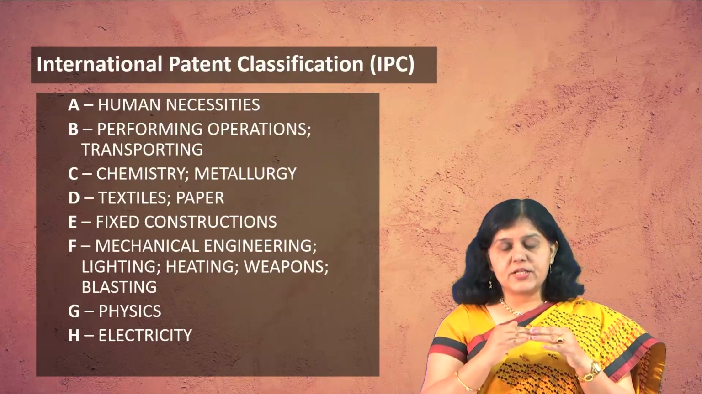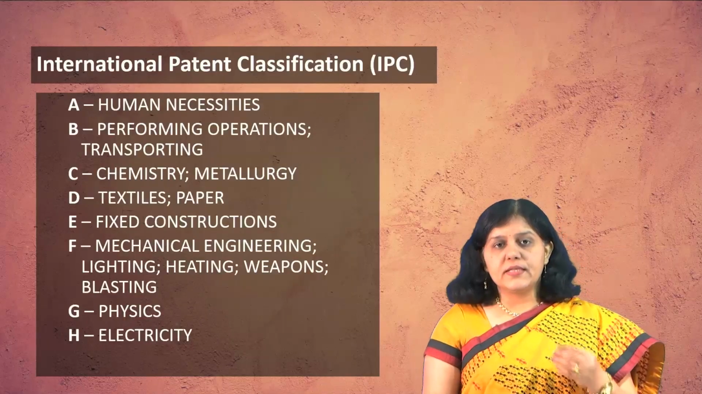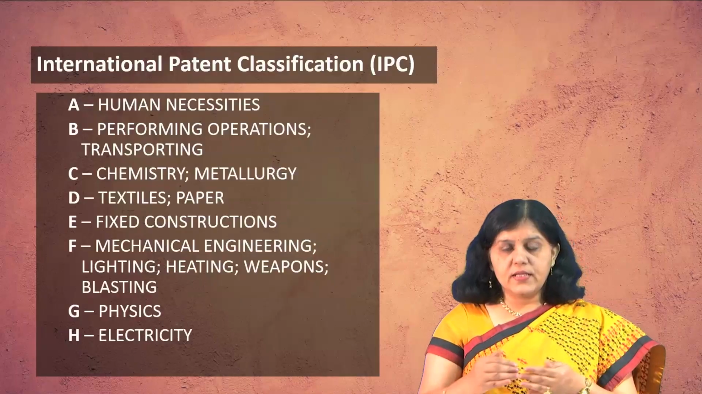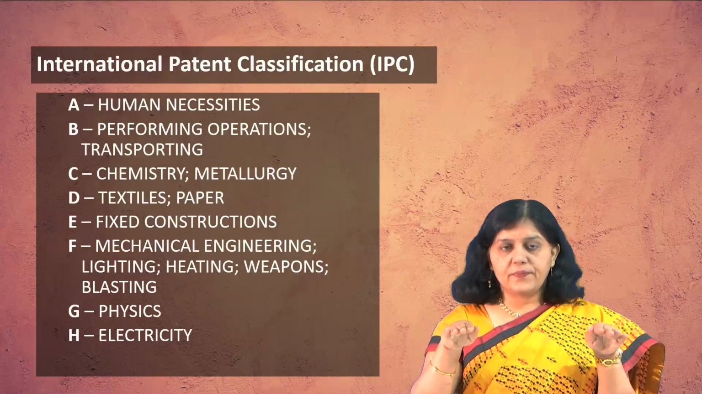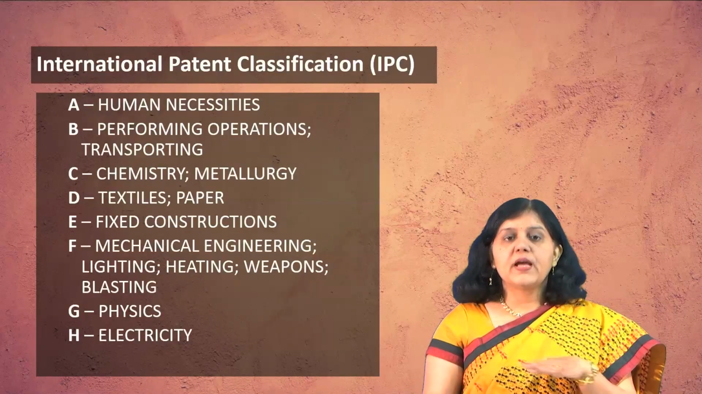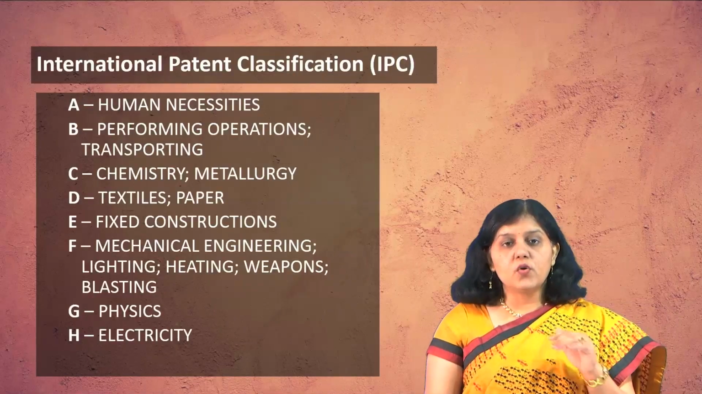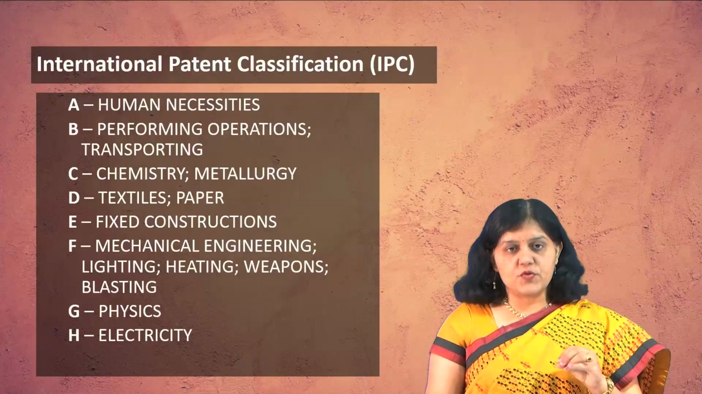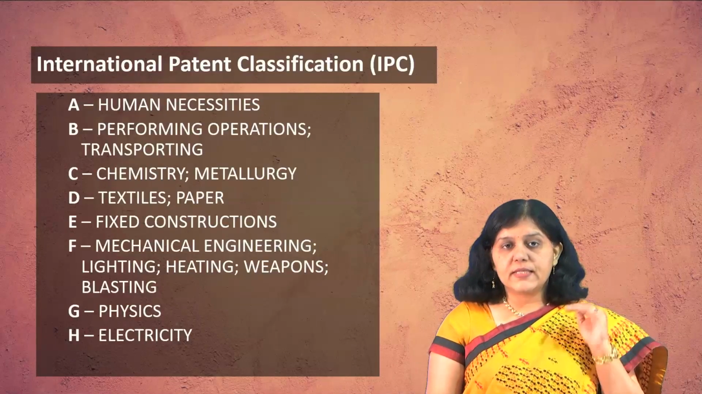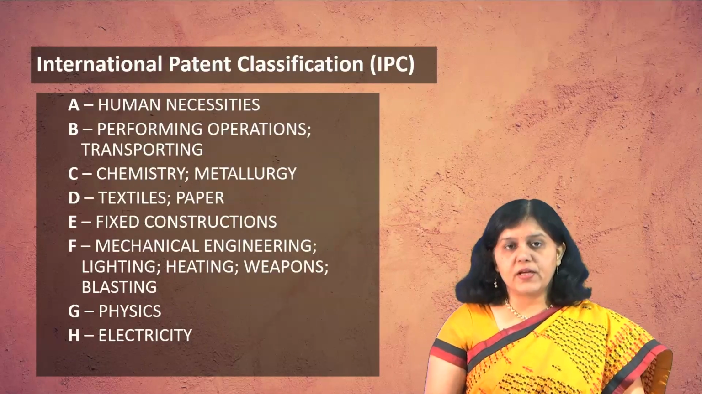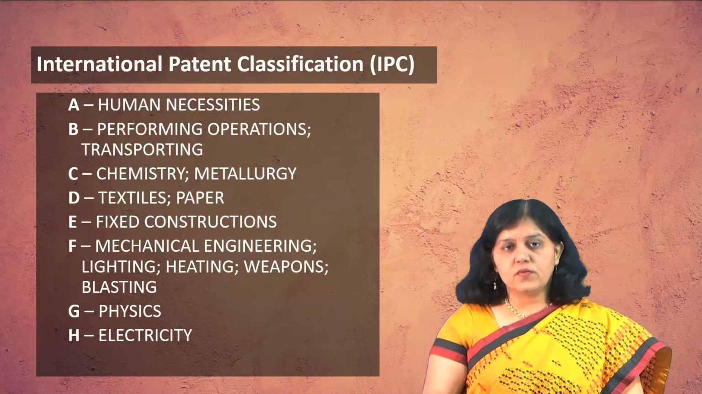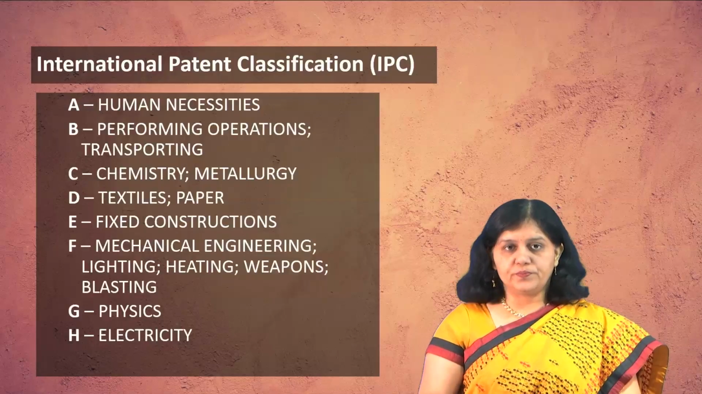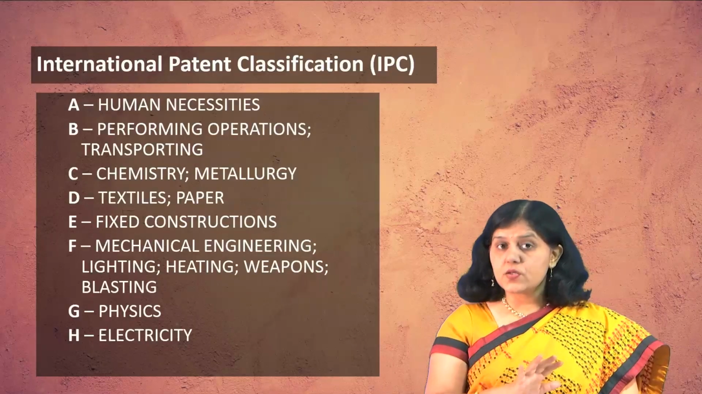Now, for these subsections, for example, if you consider human necessities, it is classified or given the names agriculture, foodstuff, tobacco, then personal or domestic articles. The next is health, life saving, amusement. So, whenever you see human necessities, you will see these subsections. Is there any symbol for that? No. For subsections there is no symbol.